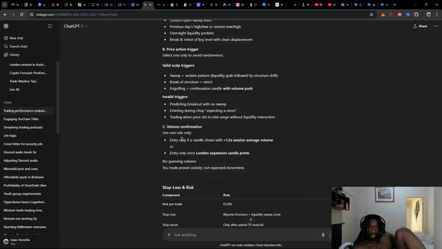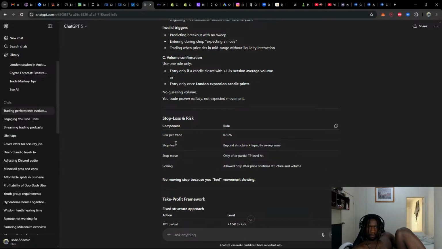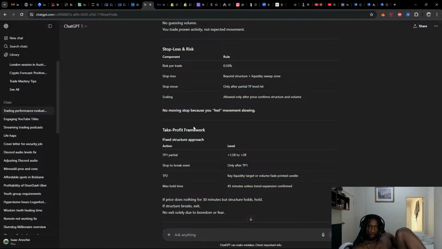Volume confirmation, use only one rule. Enter only if candle closes with 1.2 times session average volume. Entry only once London expansion candle prints. No guessing volume. You trade proven activity, not expected movement. Stop loss and risk: beyond structure plus liquidity zone. Trailing only after TP hit. Okay, no moving stop loss because you feel movement slowing.